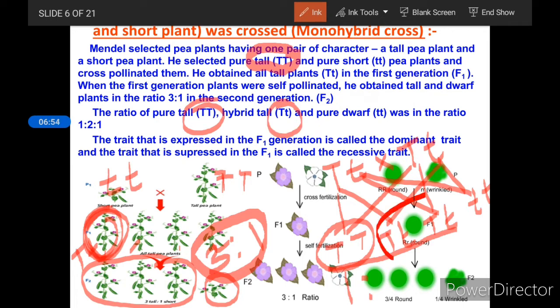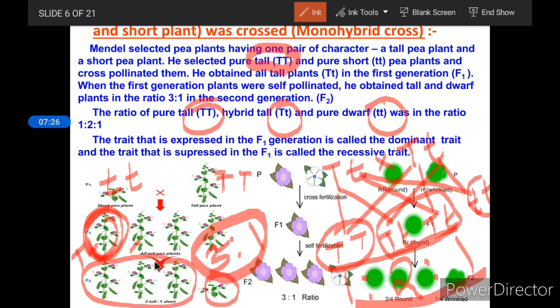That means this 2, capital T, small t. That means 2:2, and dwarf plant is represented by small t, small t. That is this one, that is 1. So the ratio of pure tall plant is 1, hybrid tall 2, and pure dwarf 1, that is 1:2:1. But in the F2 generation, it is 3:1.